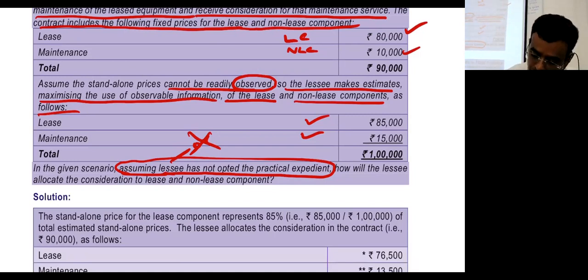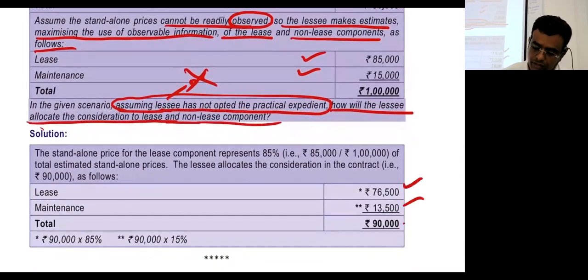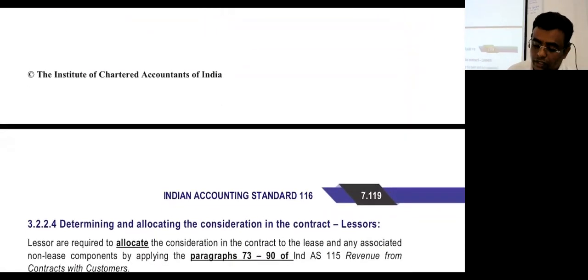Yes or no? Sir, how will the lessee allocate the consideration to lease and non-lease components? It is based on the standalone selling price. So 90,000 divided by 1 lakh into 85,000. If he had opted for that option, he would take it as a single contract and put 90,000. If it is the lessor, can the lessor take it? Can't avail this option. Yes or no?